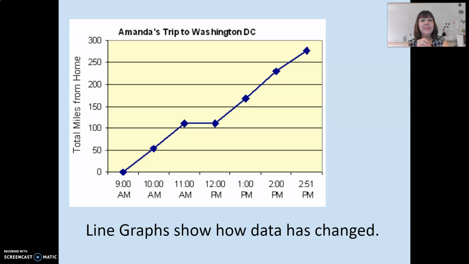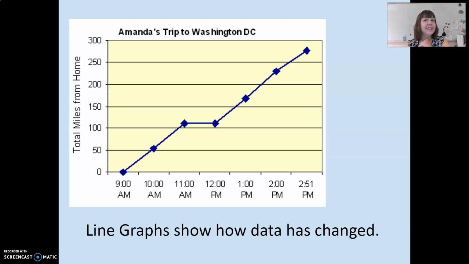Now, again, there's deeper level stuff that you can interpret, not just, oh, at 9 o'clock she left her house, but you can also get some information about maybe what happened between 11 and 12. Well, her position didn't change, perhaps between 11 and 12. She stopped for lunch. That's what a lot of people do at that time. You can tell a little bit about where she was going faster, where she was going slower, and where she wasn't moving at all. You notice between 2 and 2:51, the line is a little shallower. It doesn't have such a steep slope. During that time, she was going a little slower.